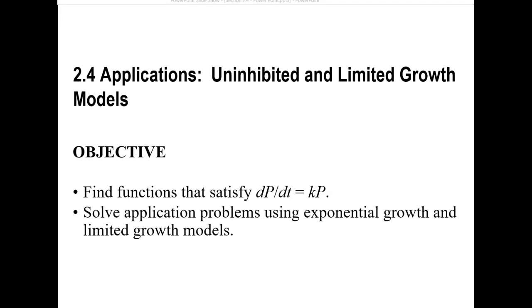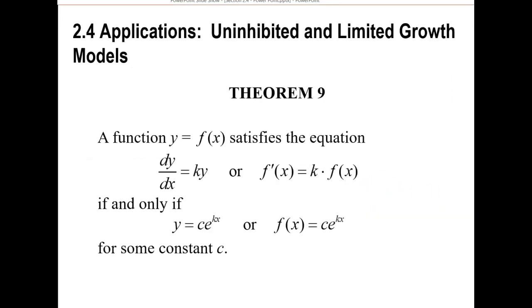In this video, we're going to cover section 2.4, which are applications of uninhibited and limited growth models. So application problems involving exponential growth and the logistic model, which is a limited growth model. So our objectives here: find functions that satisfy the equation derivative of P with respect to t equals k times P. That's just the derivative form of these types of functions we're going to be looking at. And solve application problems using exponential growth and limited growth. So most of these problems in this section are word problems.